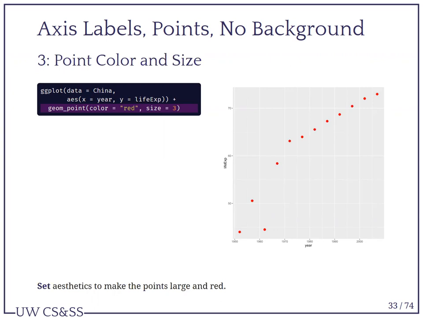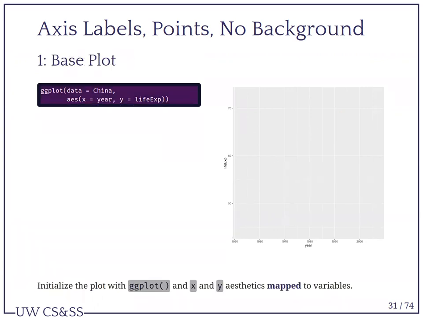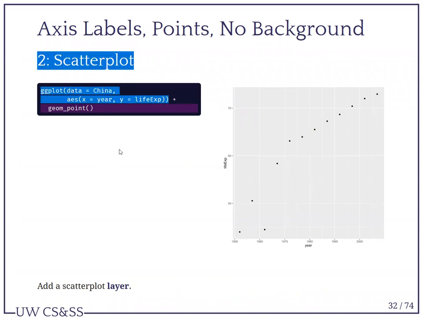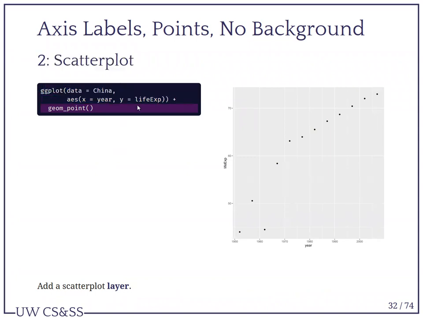What is the aesthetic doing? So this aesthetic is saying that when we want to plot something on the x-axis, we're going to use information from the year column. When we want to plot something on the y-axis, we're going to use information from the life expectancy column. And then aesthetic calls that are within your ggplot function will get inherited to all of the layers below.